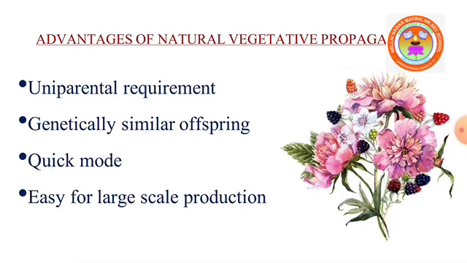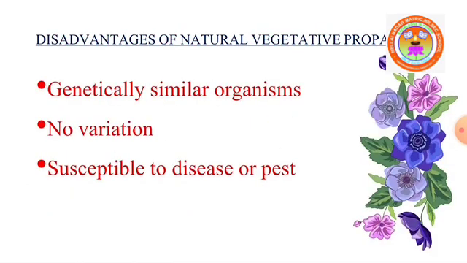So it is easy for large scale production, but it has some disadvantages because new plants have no genetic variation. So genetically they are similar, so there is no variation. Sometimes there is a possibility of getting disease or being infected by pests. So these are a few methods by which vegetative reproduction takes place naturally in plants.